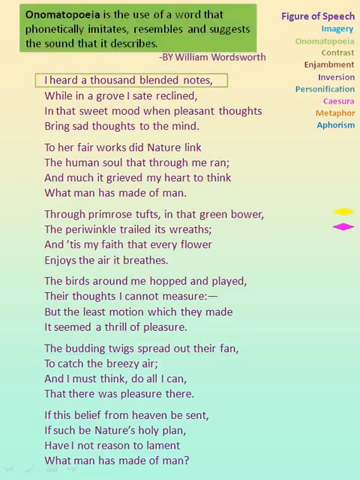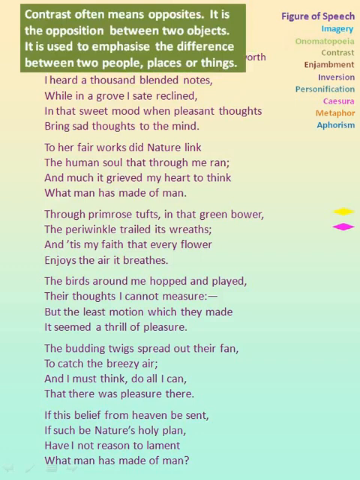In the first line again, onomatopoeia is the use of a word that phonetically imitates, resembles and suggests the sound that it describes. Here blended notes actually suggest the sound of the song that the poet feels to hear. Hence it is onomatopoeia. Contrast. Contrast means opposites and it is the opposition between 2 objects, and it is used to emphasize the difference between 2 people, places or things. So here in the lines, in the sweet mood, when pleasant thoughts bring sad thoughts to the mind, pleasant thoughts are contrasted with sad thoughts, hence it is contrast.